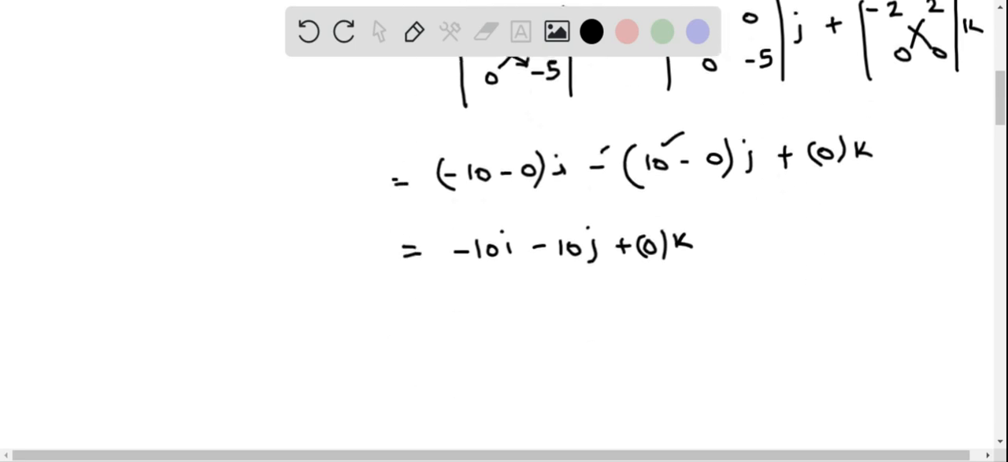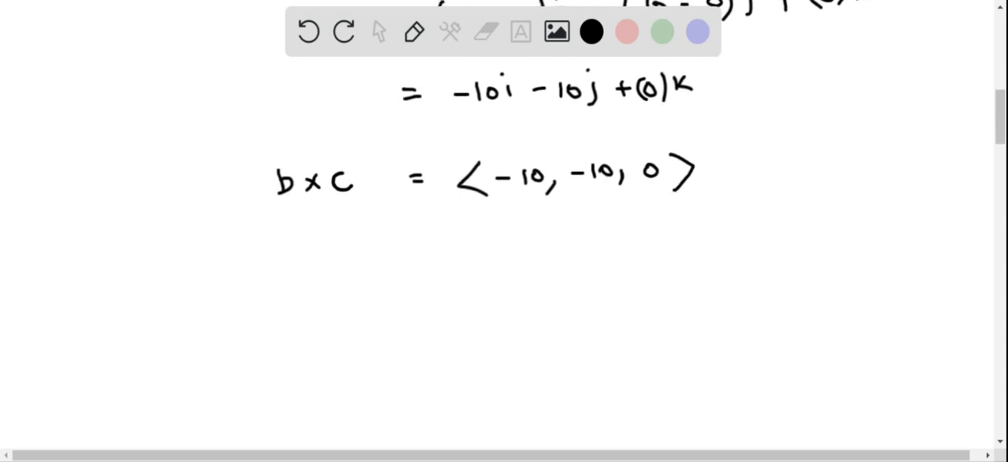Now we will write down this in component form. That is, we put only the components of ijk, that is negative 10, negative 10, and 0. So this represents B cross C. We now determine A cross B cross C. So I write down A cross B cross C.